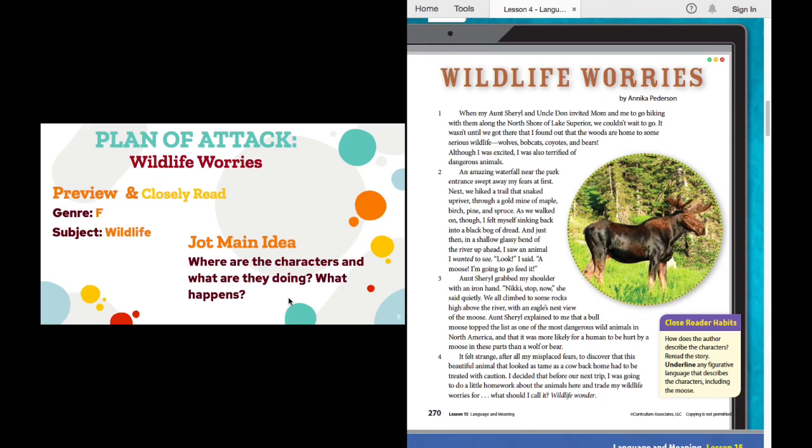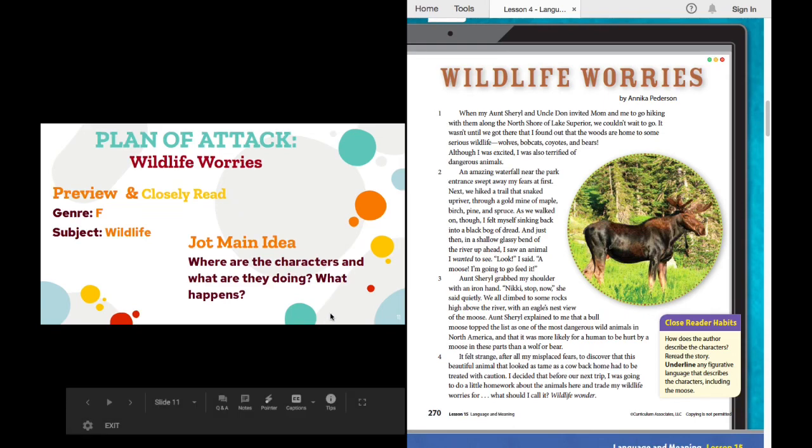Where are the characters and what are they doing? So there is a narrator. We don't really know her name, but there's a narrator and they are hiking with their aunt and uncle and their mom, and they are looking for animals, and she finds a moose, right? And she thinks that the moose is kind of harmless, and turns out that Aunt Cheryl tells her about how they are actually pretty dangerous, right?